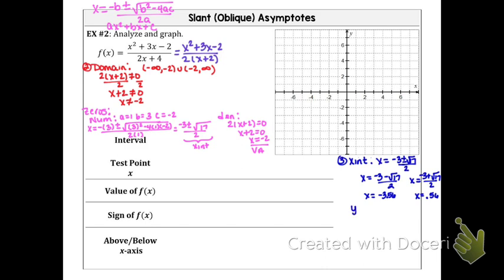And then we got to find our y-intercept, which we just plug in 0 for x. Excuse me. Remember, it doesn't matter if you use your simplified or your original. So I'm just going to use the original one. So 0 squared plus 3 times 0 minus 2 over 2 times 0 plus 4 gives me negative 2 over 4, which reduces to negative 1/2. So I know my y-intercept is at 0, negative 1/2.